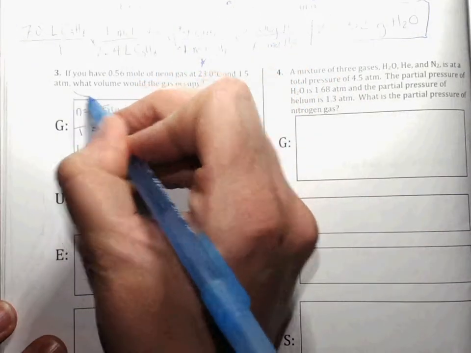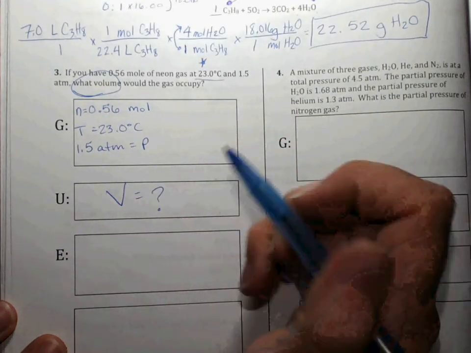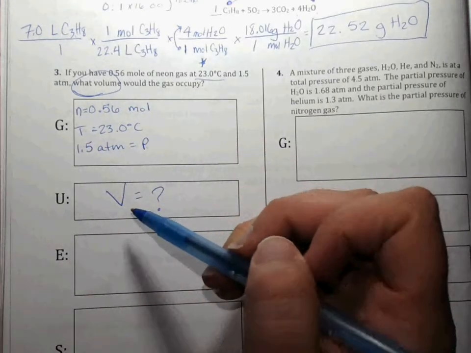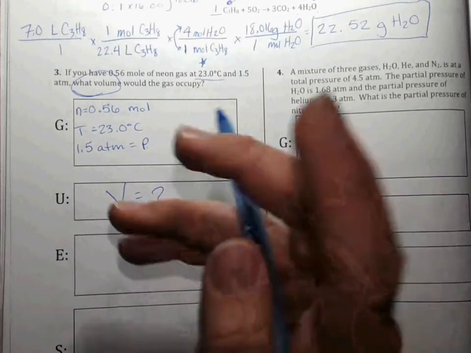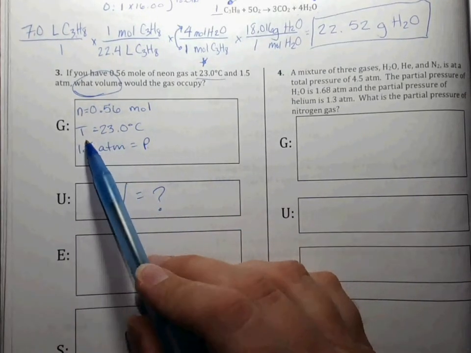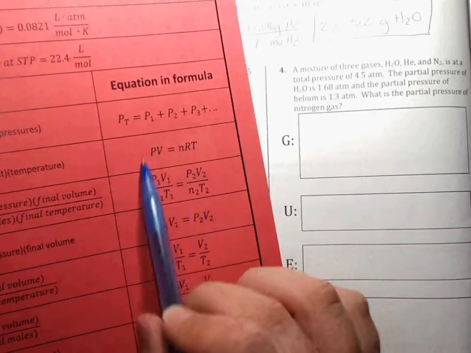They ask what volume, so V, volume, is our unknown. We only have one of each variable here. One n, one T, one P, one V. When there's only one of each thing, there's only one possible equation to use. There's no changing. I don't have n1 and n2. I don't have T1 and T2. I don't have V1 and V2. I just have one of each. So we're going to use this equation, PV equals nRT.